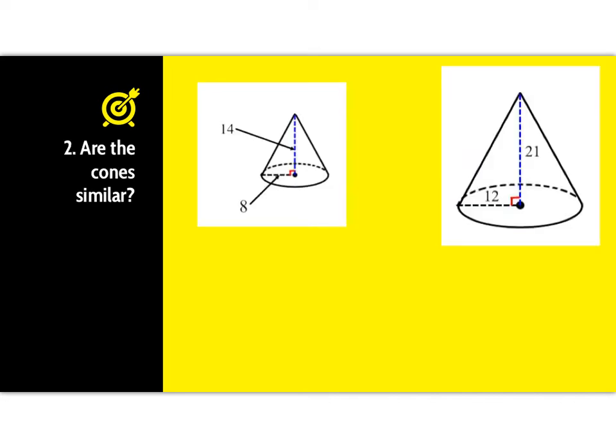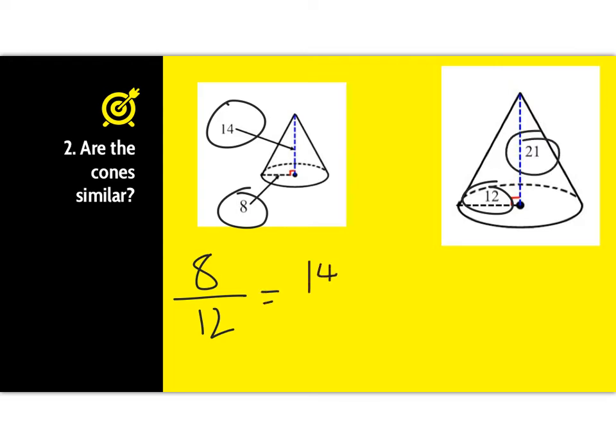Looking at these, however, I have 8 to 12, and I have 14 to 21. And those are the same, right? Because they both simplify to 2 out of 3.